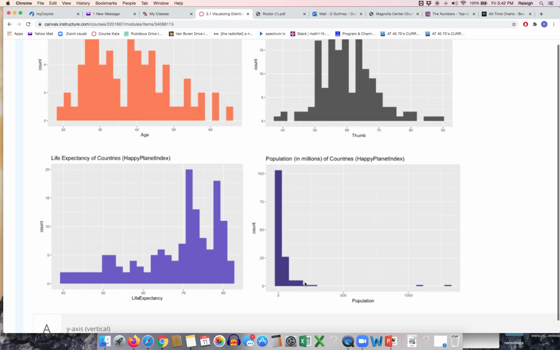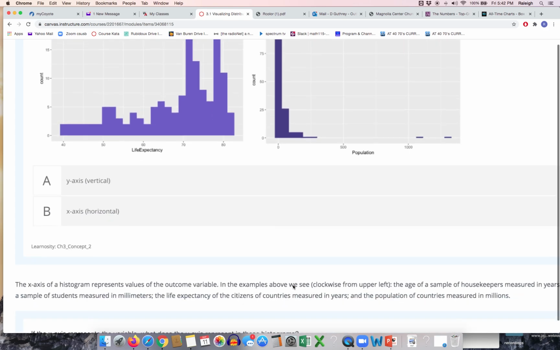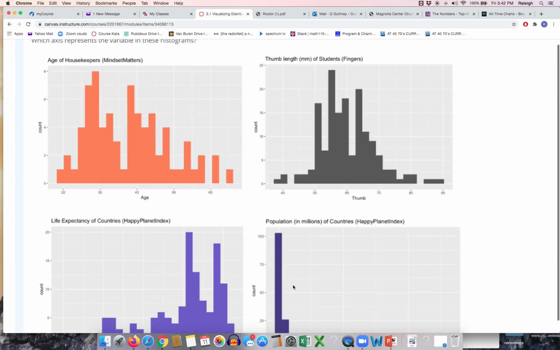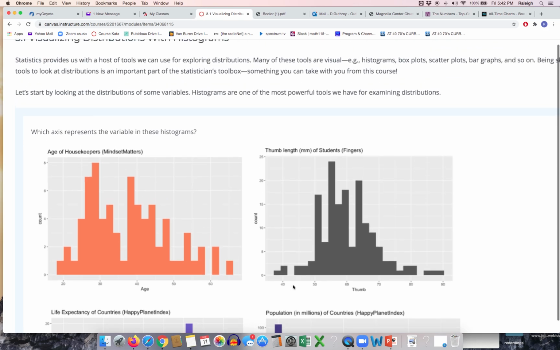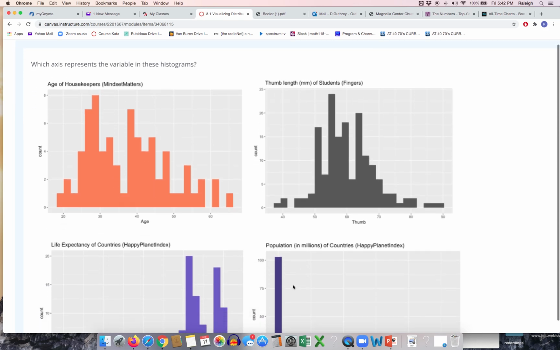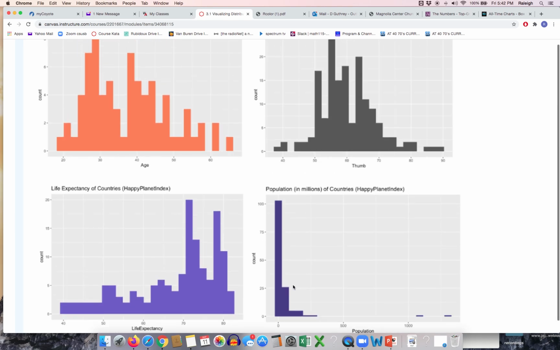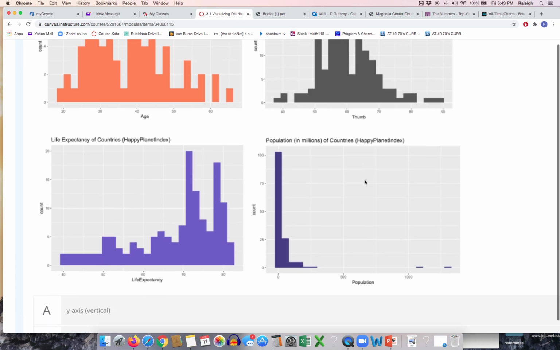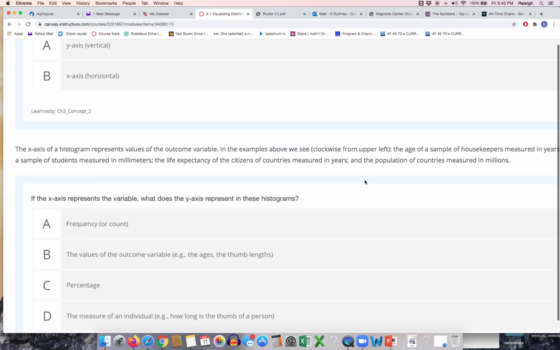And then you've got some of the bigger countries like the United States and others, but most of them are closer to 0. Over 100 countries are close to 0. Now you'd have to parse it out and see what the length of each of these histogram bars are, which they're not giving you right now. So the question was, which axis represents the variable in these histograms? Well, I'll let you answer that one. But there is a count along with what we're talking about, say thumb and population.